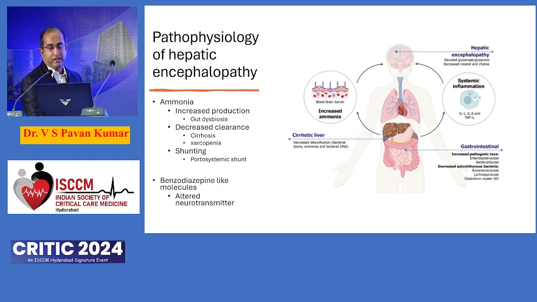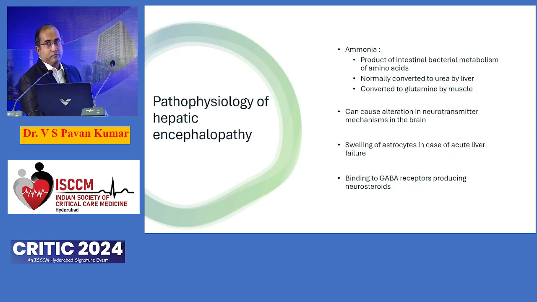And then secondarily, you have portosystemic shunting, so ammonia does not go to the liver, it just gets shunted into the systemic circulation. There are also some benzodiazepine-like molecules which are produced, which can cause altered neurotransmitter production. So what is ammonia? It is produced as a product of intestinal bacterial metabolism of amino acids. So a lot of times people have bleeding, and there is a lot of amino acids getting into the gut, and there is metabolism which produces ammonia. It is normally, as we said, converted to urea and converted to glutamine by muscle.